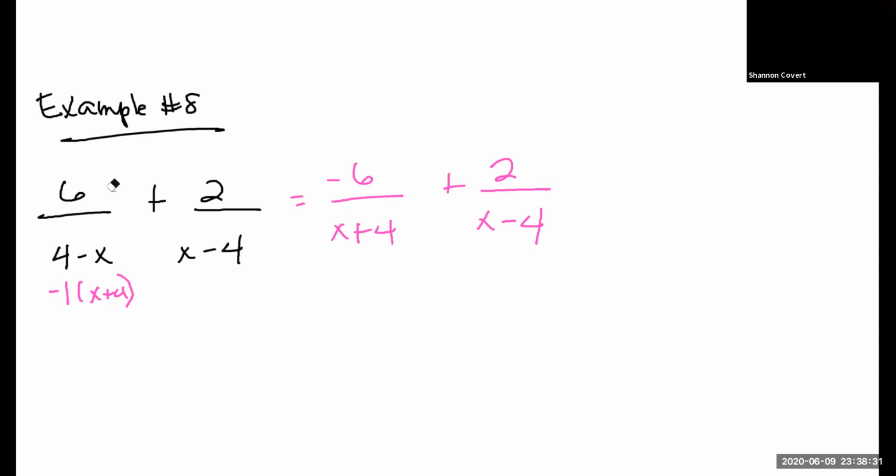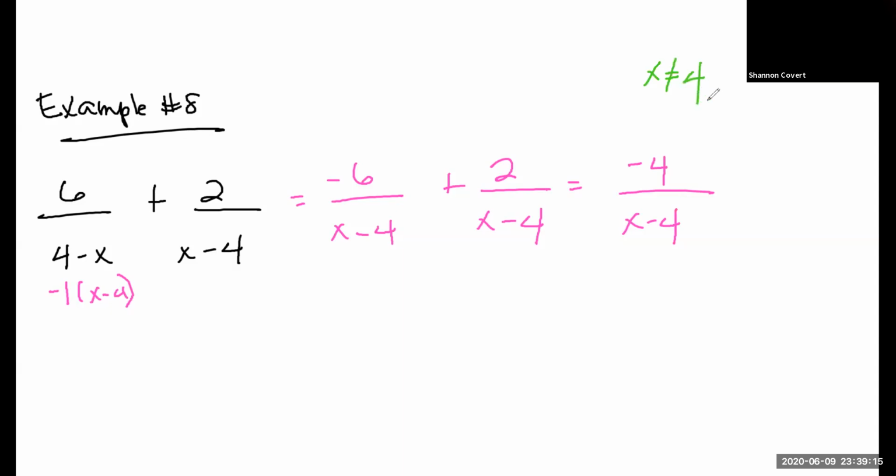When I factor out a -1, both signs have to change. So I forgot to change the sign right here. This should be x minus 4. And this should be x minus 4. -6 plus 2 is -4 over x minus 4. And here your restrictions are x cannot be equal to 4.